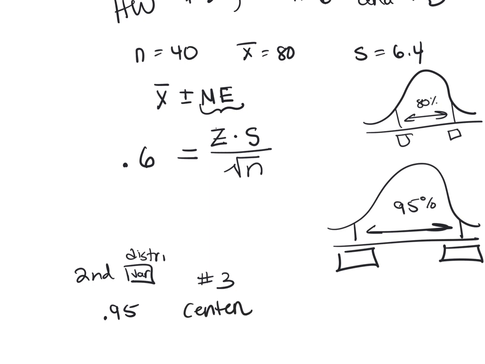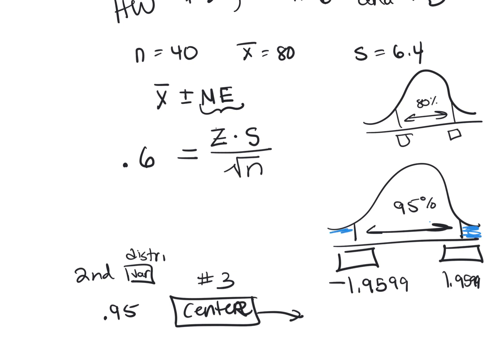I hit enter, and it gives me negative 1.9599 and 1.9599. Now, if you don't have a center button and you're using Excel or something, then you would tell it what you would have on the left tail. There's 95% here, there's 5% combined in these two tails, which means that each tail has 0.025 area, right? 5% combined, and there's 0.95 area in the middle. All right, so here's our critical value. We'll use the positive one.